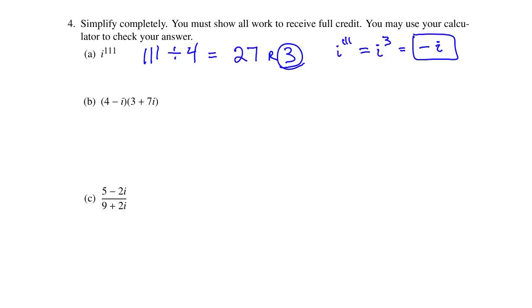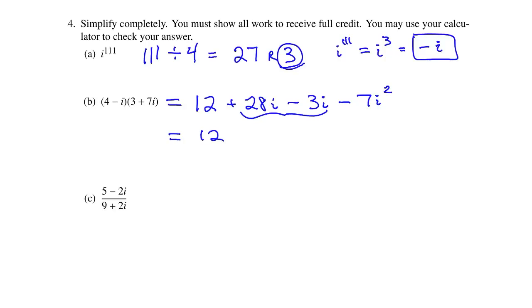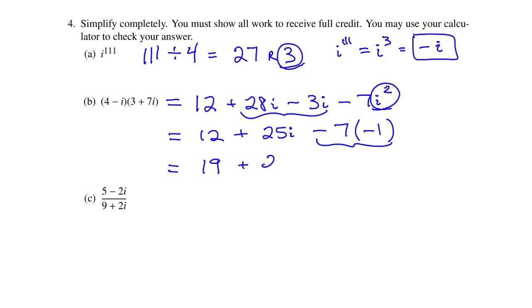Part B, I'm going to multiply by the 4, so we're going to get 12 plus 28i. I'm going to multiply by negative i, which gives me negative 3i minus 7i squared. First, I'm going to combine the i parts, so that's going to be 25i. The i squared, recall, changes to negative 1, so this is going to be positive 7. Positive 7 plus 12 is 19, plus 25i.